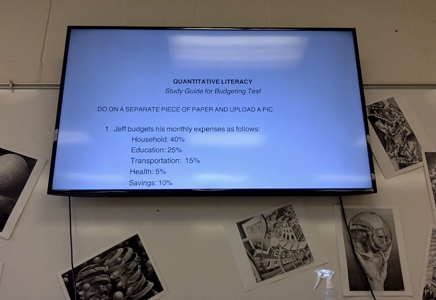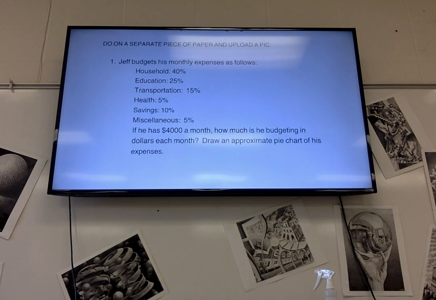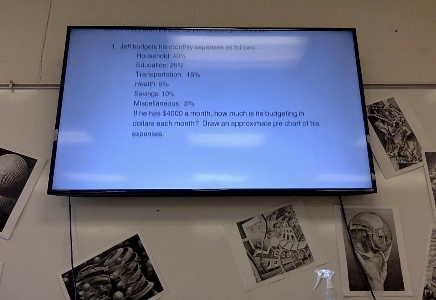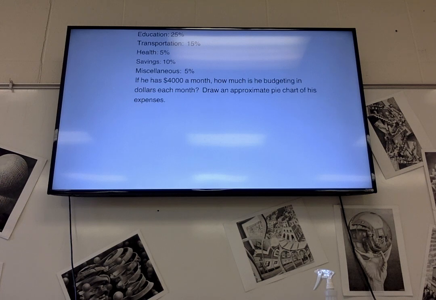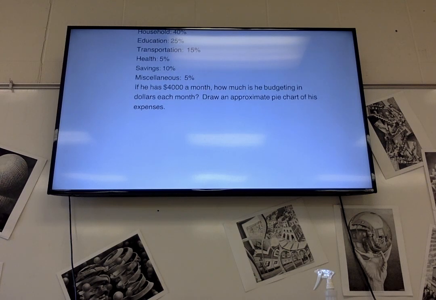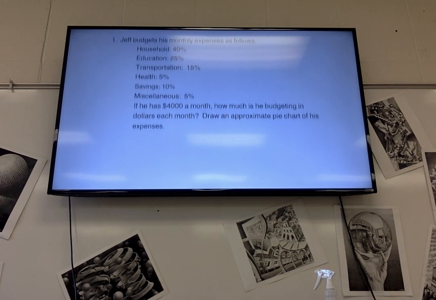So Jeff budgets his monthly expenses as follows, and he has $4,000 a month. How much is he budgeting in dollars each month? Draw an approximate pie chart of his expenses. Okay, so $4,000 a month. How much is he budgeting in dollars?